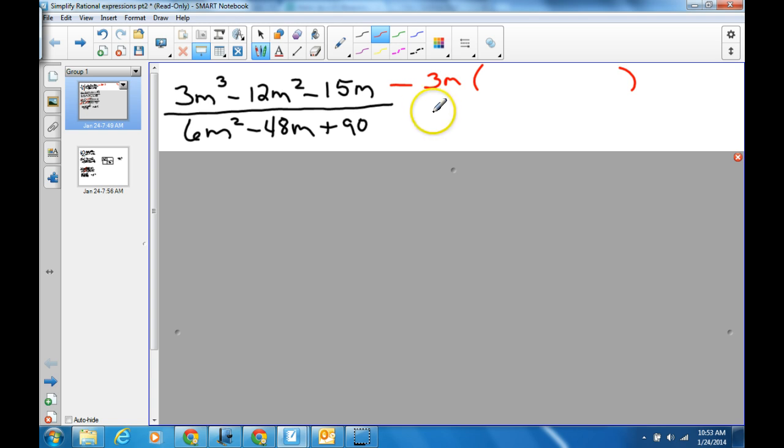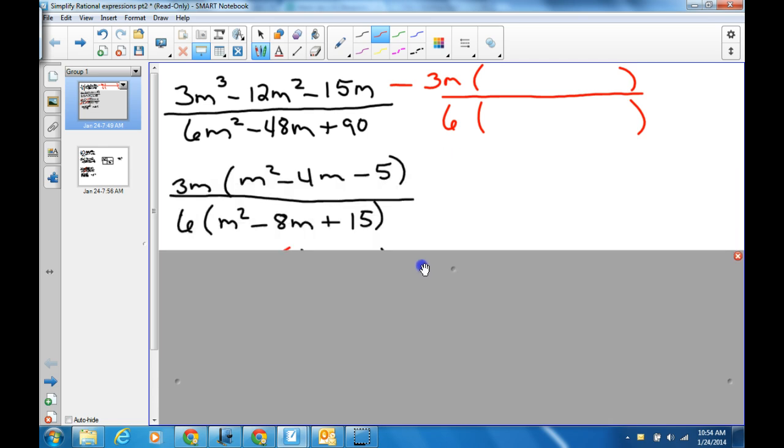What can you take out of the bottom? A 6. Okay, so find that. I'm going to pause this. Find that for a moment, okay? All right, so what you should have gotten was this. So we factored out a 3m and a 6, but we still got a polynomial there.